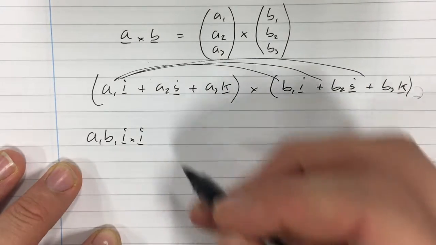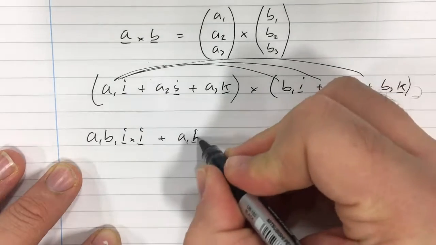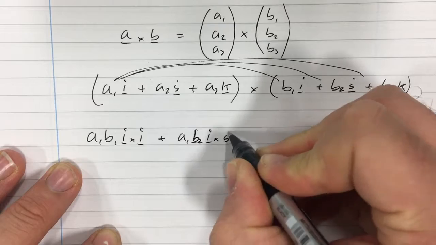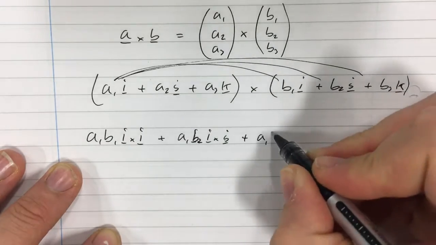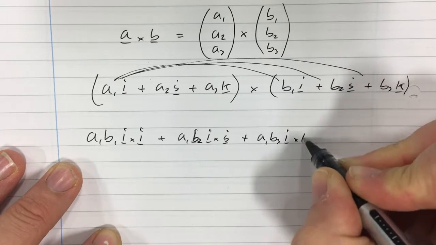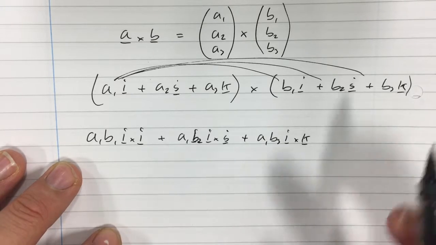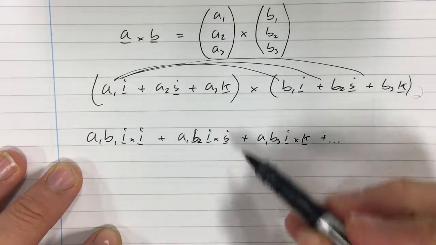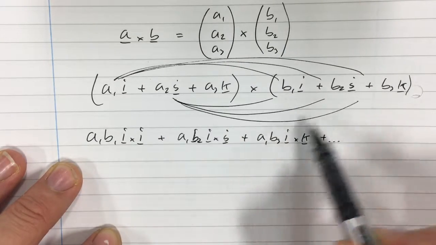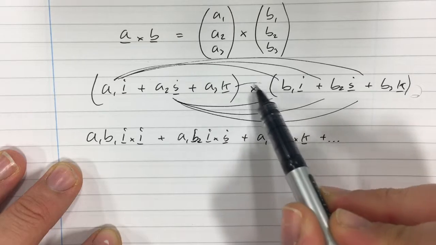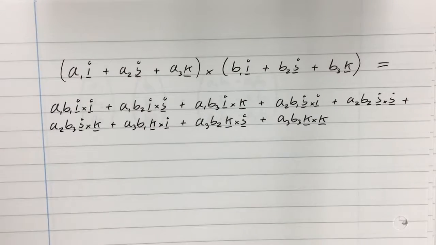So I cross I plus A1 B2 I cross j, because it's the I times the j this time, plus A1 B3 I cross k. So the I is times by the k, so it's got to be I times k. And we could continue across all 9, so that's just the first term on the left bracket. We could then do the second term on the left bracket, and then finally the third term in the right bracket to give me 3 others. That gives me this expansion.